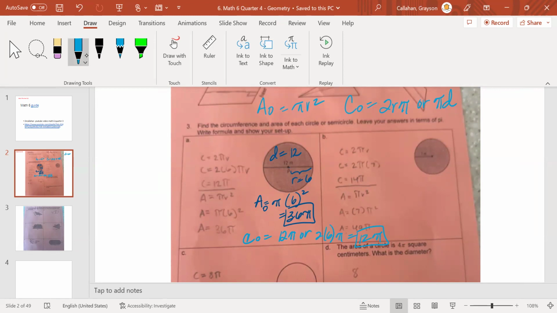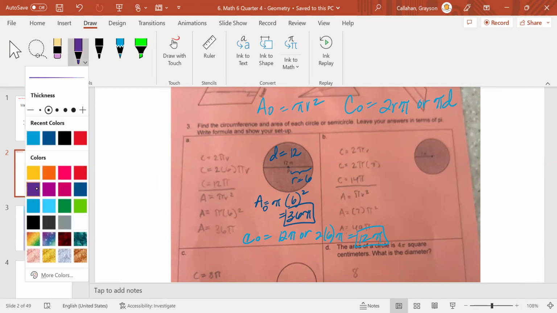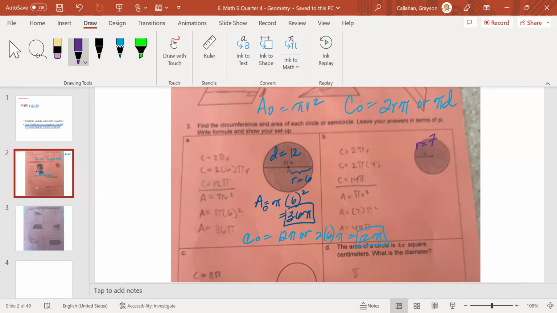Okay? Next one. B, what is your radius here? My radius is 7. What's your diameter? Good. Area is pi, radius squared. So that's 49 pi. Circumference of a circle is diameter pi. So 14 pi. Those are your 2 answers.